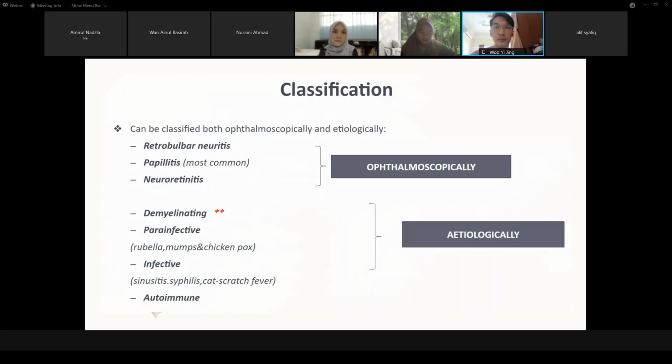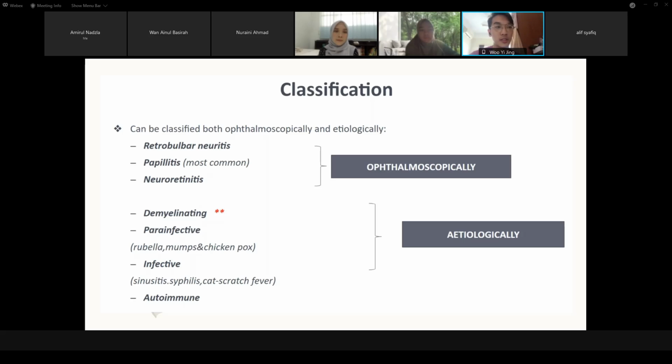So we can actually classify optic neuritis based on a few groups. First group is through ophthalmoscope, what you see under fundoscope, right? And the next one is the etiology of optic neuritis. So under fundoscopy, we can actually see three kinds of presentation of the optic fundus.